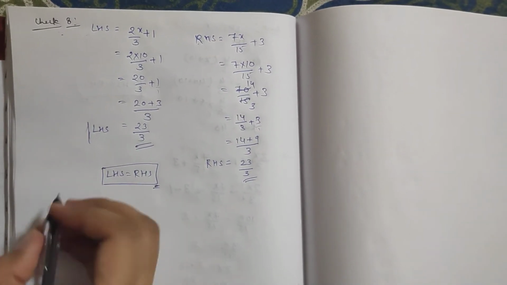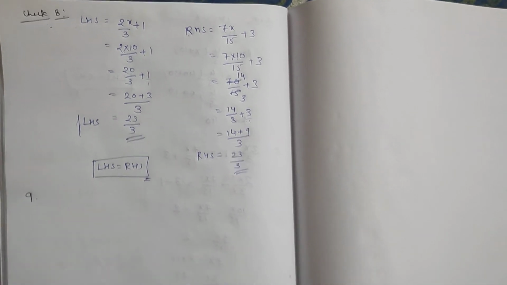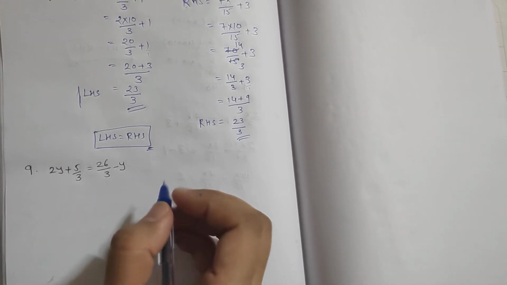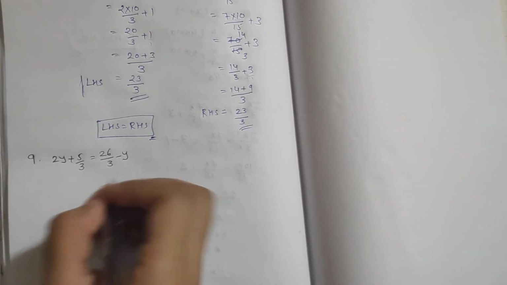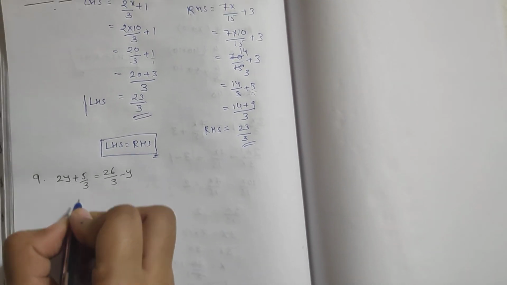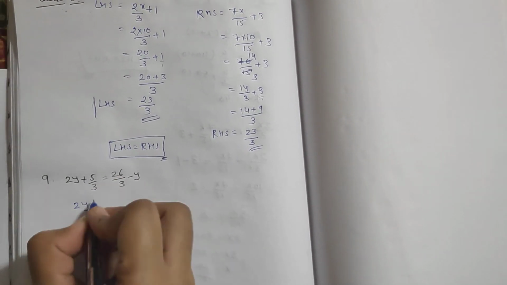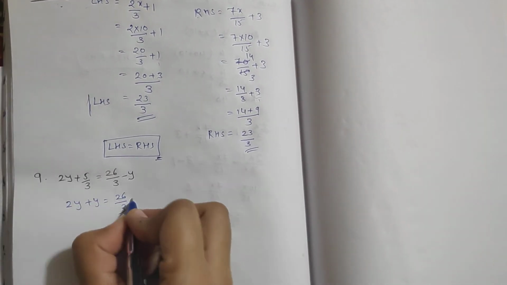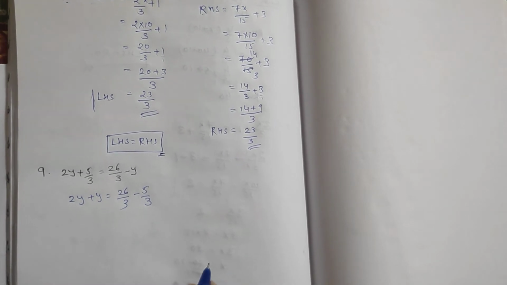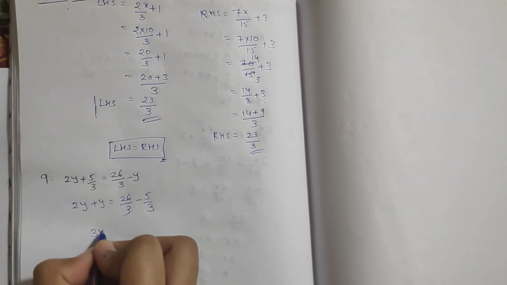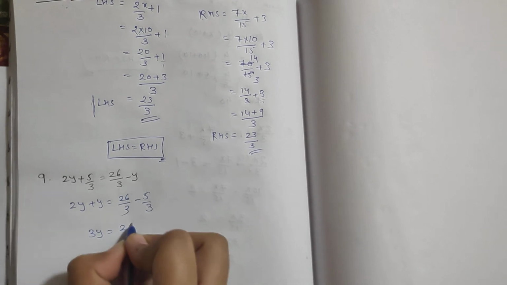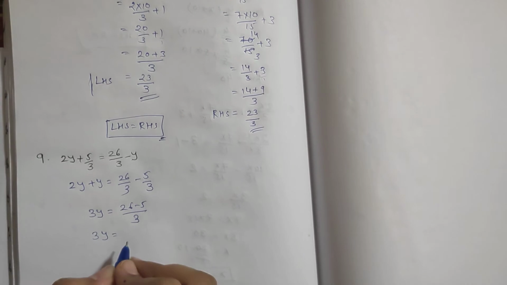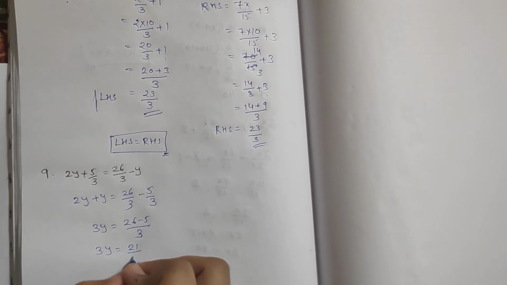Now let us see the next question. That is question number 9. Okay, question number 9, that is 2y plus 5 upon 3 is equal to 26 upon 3 minus y. So again we have to transfer the terms. Like terms we have to bring together. So it will be 2y plus y is equal to 26 upon 3, and here it will be minus 5 upon 3. Correct? Now here it will be 3y is equal to, denominator is same, so 26 minus 5 upon 3. So 3y is equal to 26 minus 5, that is 21 upon 3.